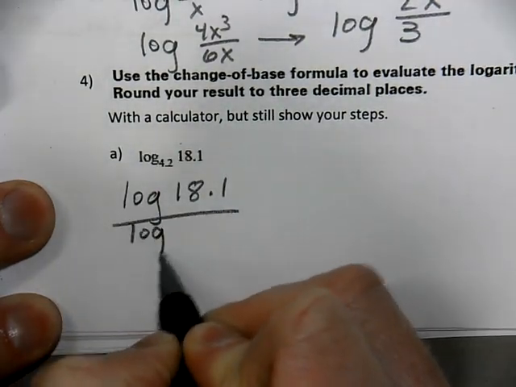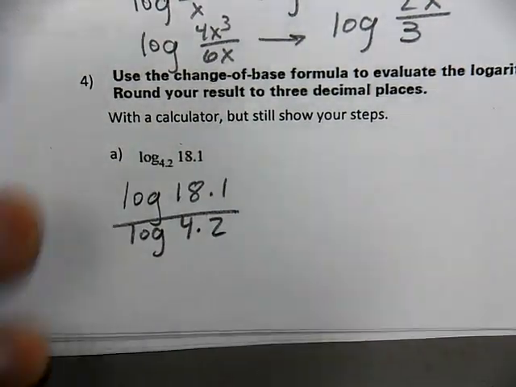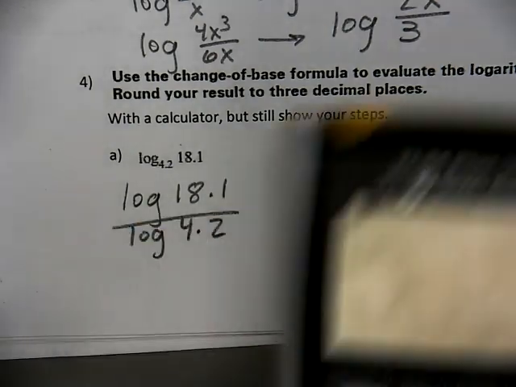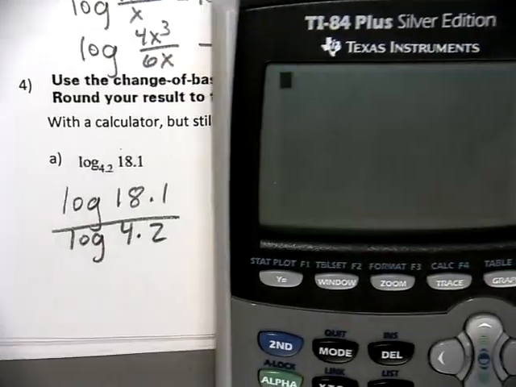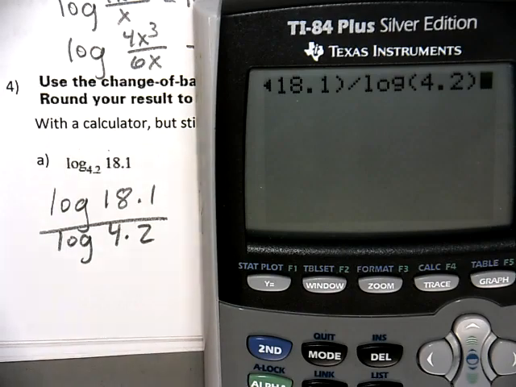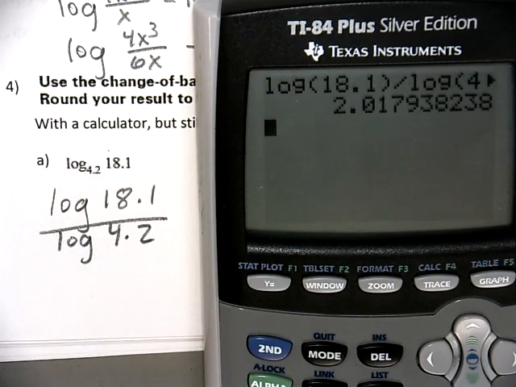is to write the log twice, and this is what we would like to see on your quiz. Show that step. Show that you're putting the log on top and the log on bottom. And then we would use our calculator, and we could say log of 18.1 divided by the log of 4.2. Make sure you use your parentheses correctly.